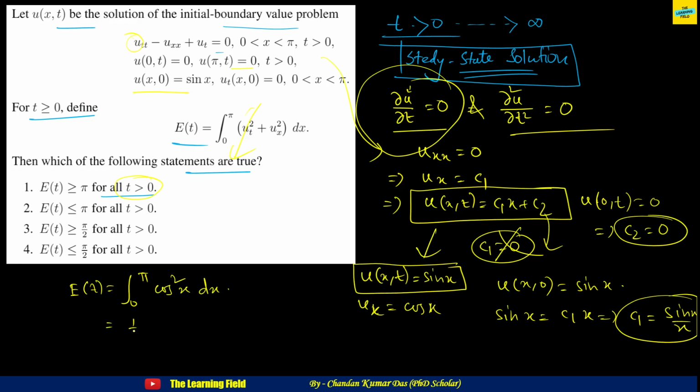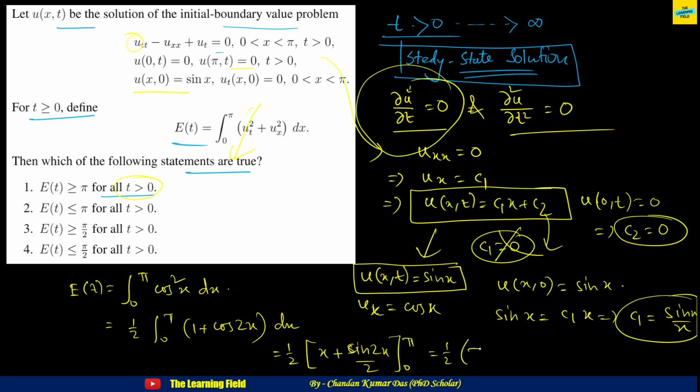This means we can write half the integration from 0 to pi of 1 plus cos 2x dx. If we integrate, we get half into x plus sine 2x by 2, with the limit 0 to pi. So this is equal to half into pi, with sine 2 pi and sine 0 both 0, which is equal to pi by 2. So that is exactly pi by 2.